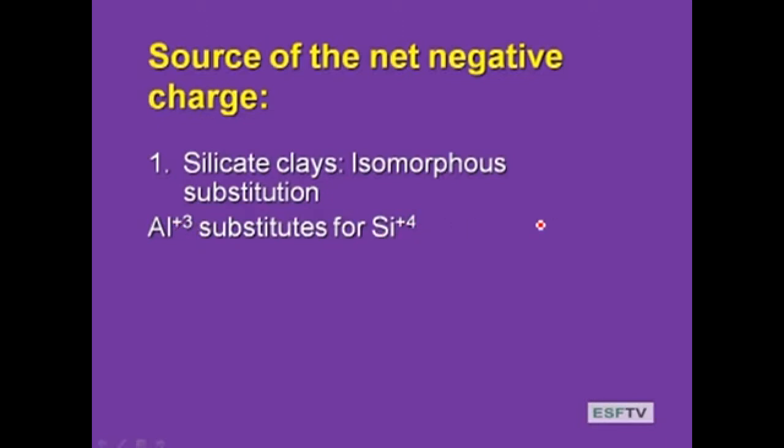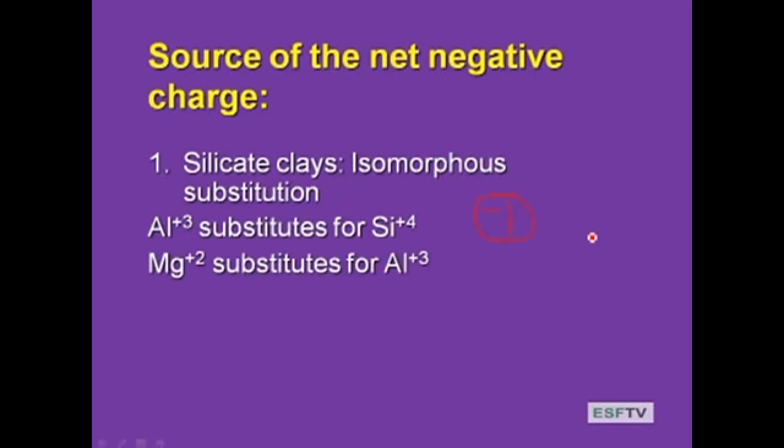What is the net negative charge? Now you're putting in that crystal, you've got a -1. Okay? So the more substitution in the silicate layer of aluminum +3 for silica +4, the greater the number of charges, the greater the net negative charge, the greater the cation exchange capacity. Okay. That's in the tetrahedral layer.